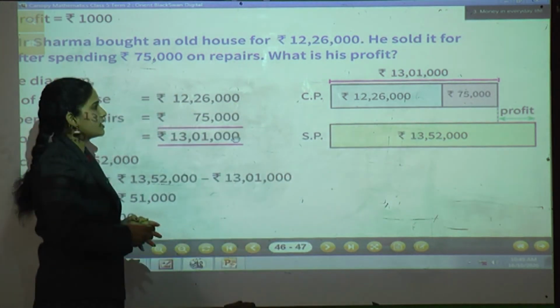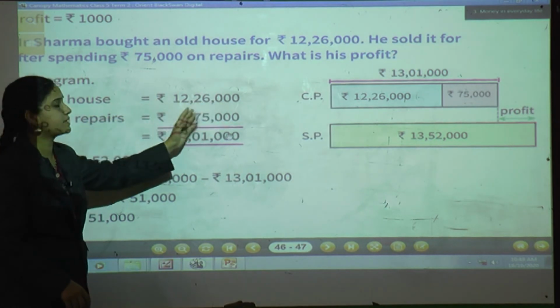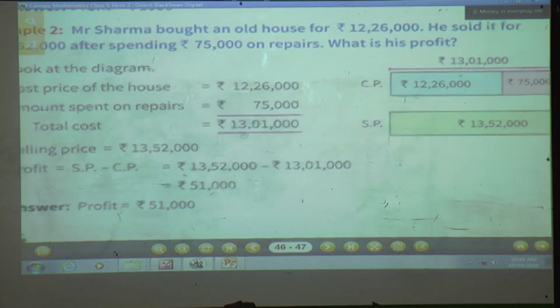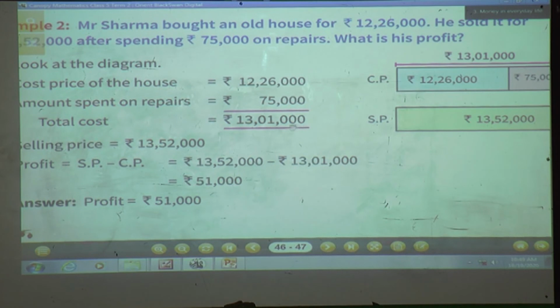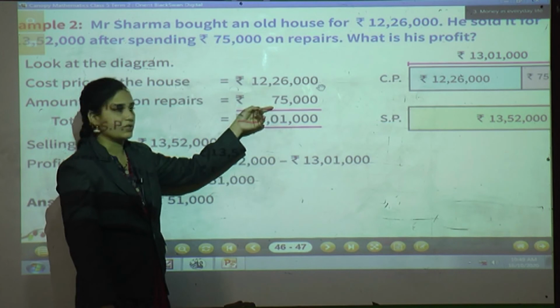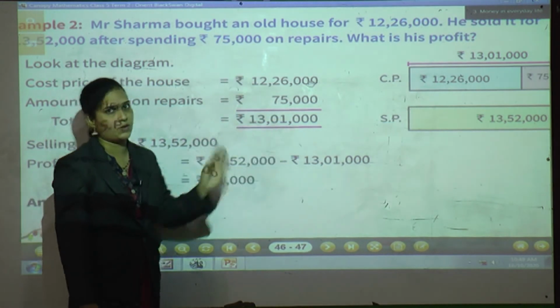Okay, so just add 12,26,000 plus 75,000. After adding we'll get 13,01,000. See, the cost price of the house is 12,26,000, and the amount spent on repairs is 75,000. So just add it, you will get 13,01,000.